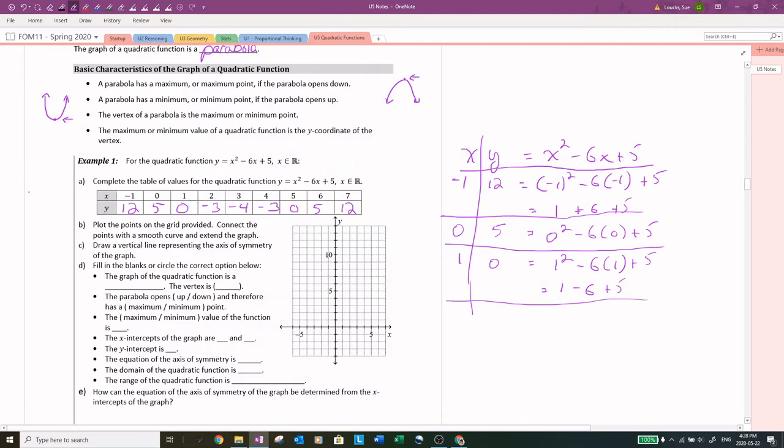All right, plot the points on the grid provided. So we get (-1, 12), (0, 5), (1, 0), (2, -3), (3, -4). And then I just copy the rest because it's going to be symmetrical. So I'm sort of shortcutting it there. All right. And then connect the points with a smooth curve and extend the graph.